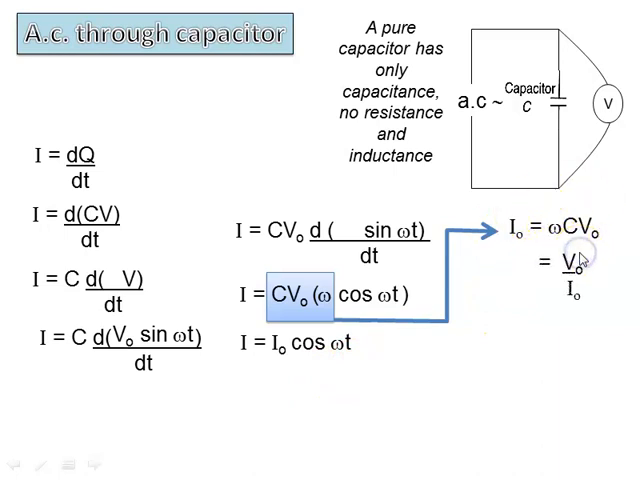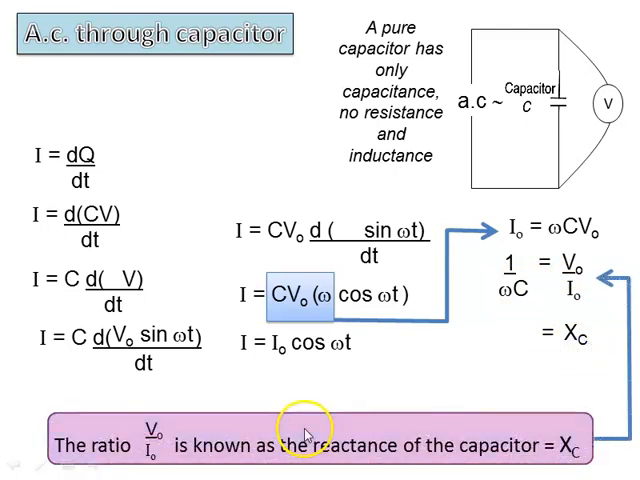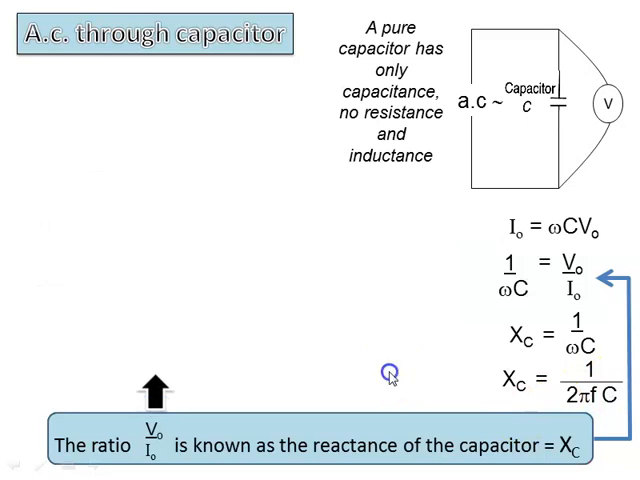And continue from here. We bring I naught to the right side. So V naught per I naught equals 1 per omega C. So V naught per I naught is the reactance of the capacitor. The ratio of V naught per I naught is known as the reactance of the capacitor. Therefore Xc equals 1 per omega C, and we can substitute omega equals 2 pi f, so Xc becomes 1 per 2 pi fC. So this is the equation for the reactance of the capacitor. And Xc equals V naught per I naught.